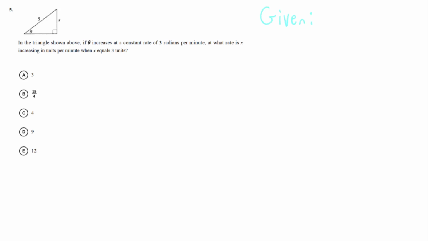In the prompt it says if theta increases at a constant rate of 3 radians per minute, this means that the derivative of theta with respect to time is 3 radians per minute. Also, it says when x equals 3 units, which means x equals 3 units. Also, it's important to know what we are trying to find. Since the prompt says at what rate is x increasing in units per minute, we can infer from this that we're trying to find the derivative of x with respect to time.